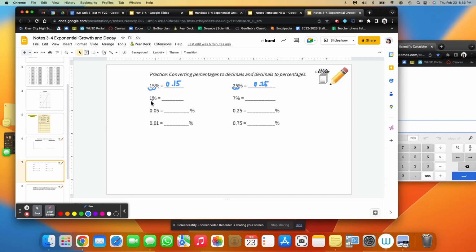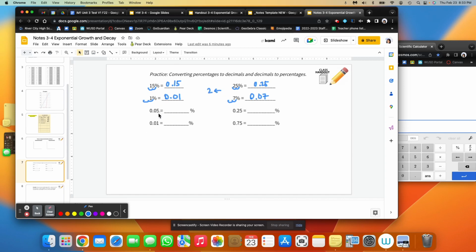1% as a decimal, we have to be careful here. 1% as a decimal is going to be 0.01. And then 7% as a decimal, we're going to move the decimal over twice. That would be 0.07. The way you can think about it is we're basically dividing by 100. So we move the decimal to the left 2 places.